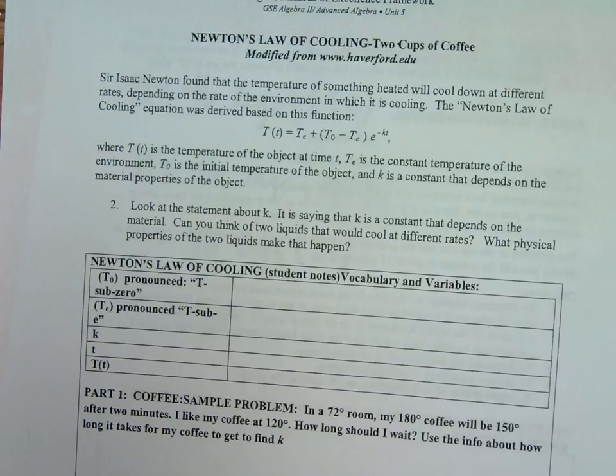All right, you can keep writing, we're just going to talk for a second. If you look at number 2, just look at the statement about k. It is saying that k is a constant, so k doesn't change, but that constant depends on the material. Can you think of 2 liquids that cool at different rates? Water and oil, okay, they cool at different rates, right? What's different about them?